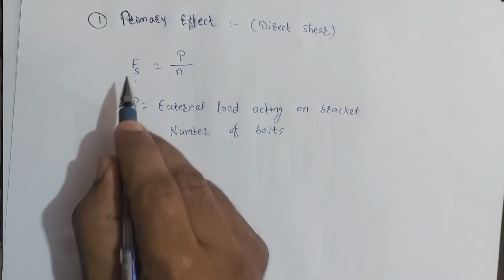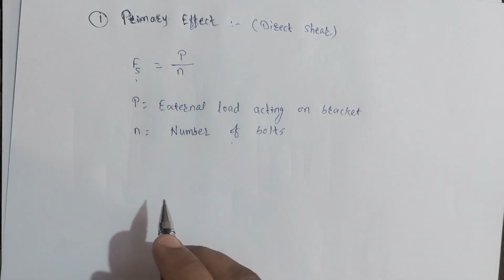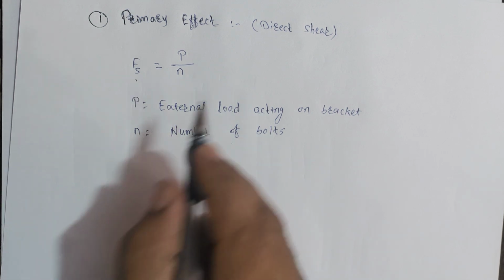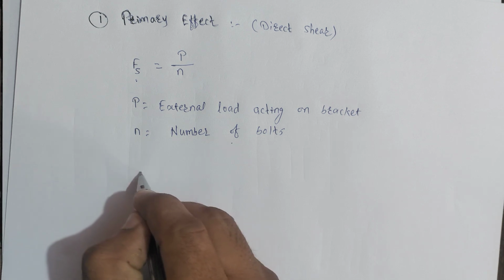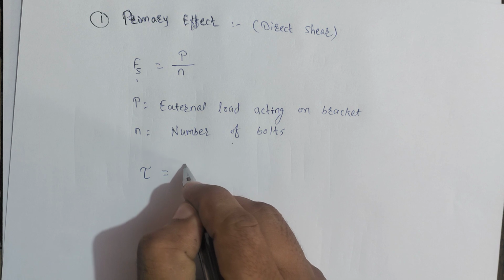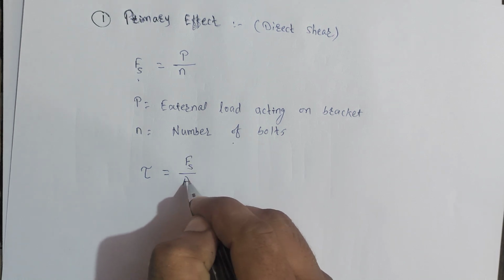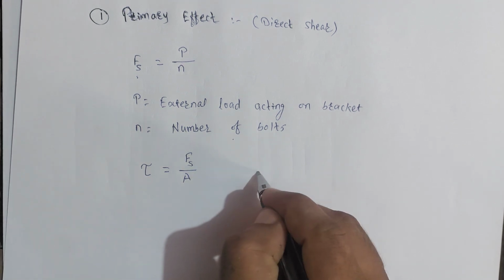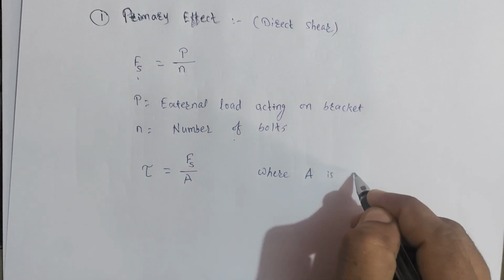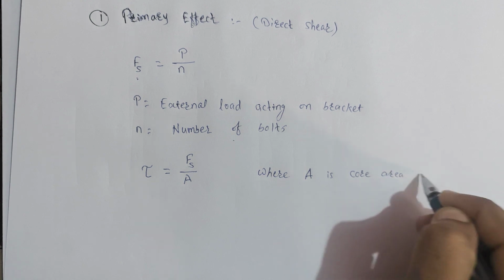So this Fs means the shear load, which is total load divided by number of bolts. So what will be the effect of the primary or direct shear? It will produce a shear stress. That shear stress is force per unit area, but here force is shear load, so Fs by A, where this area is the core area of the bolt.